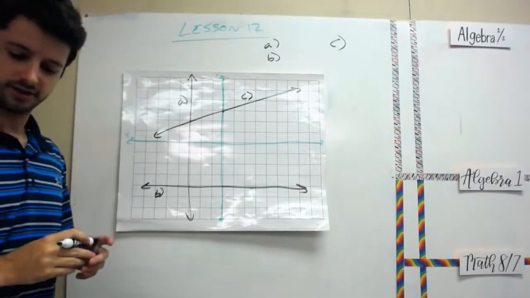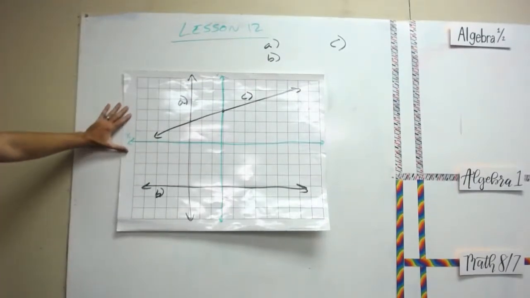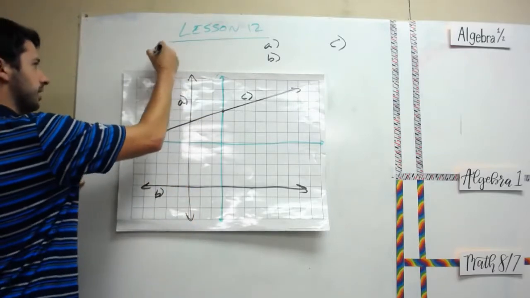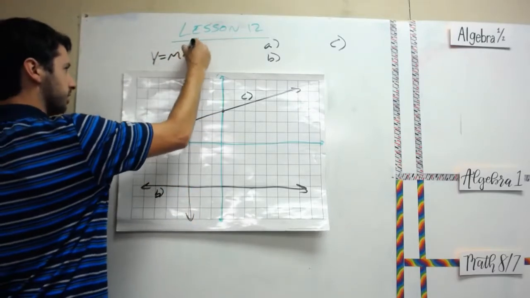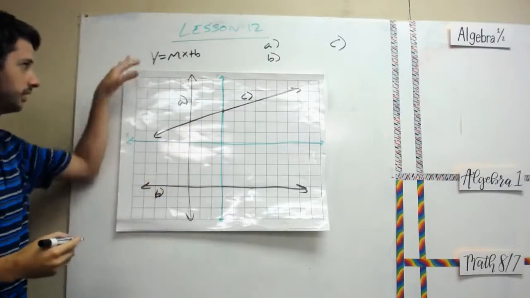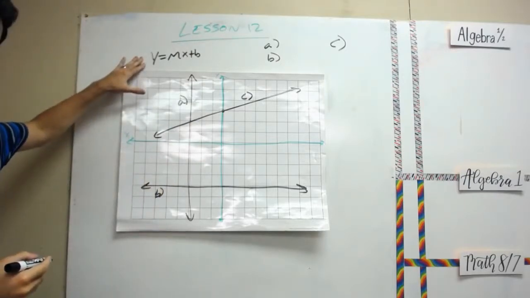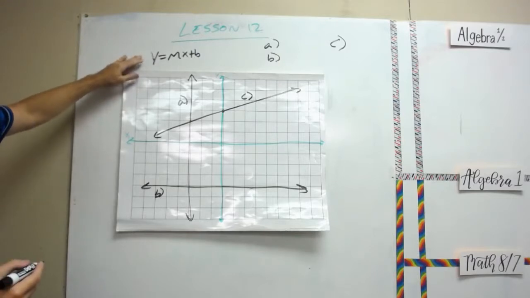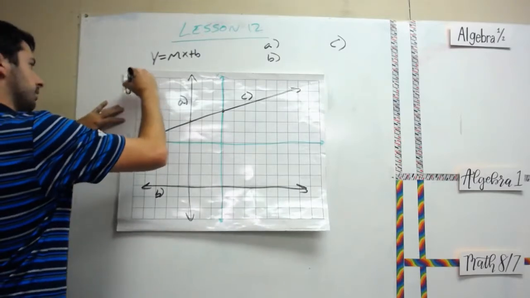We're going to go to the graph here and look at lesson 12, how to write the equation of a line when we are given the line. Well, real quick, the equation of a line, once again, is y equals mx plus b. That's your equation of a line formula. And so I'm looking at example 12.1.